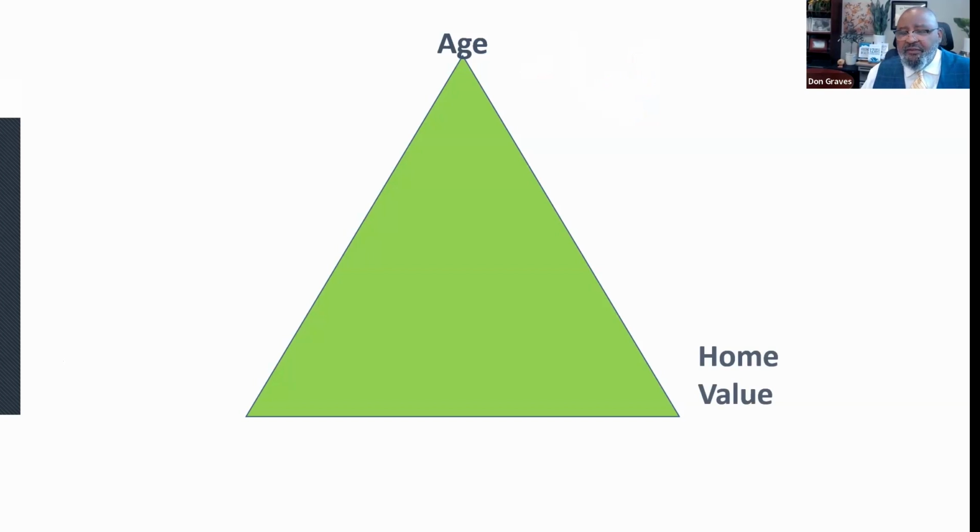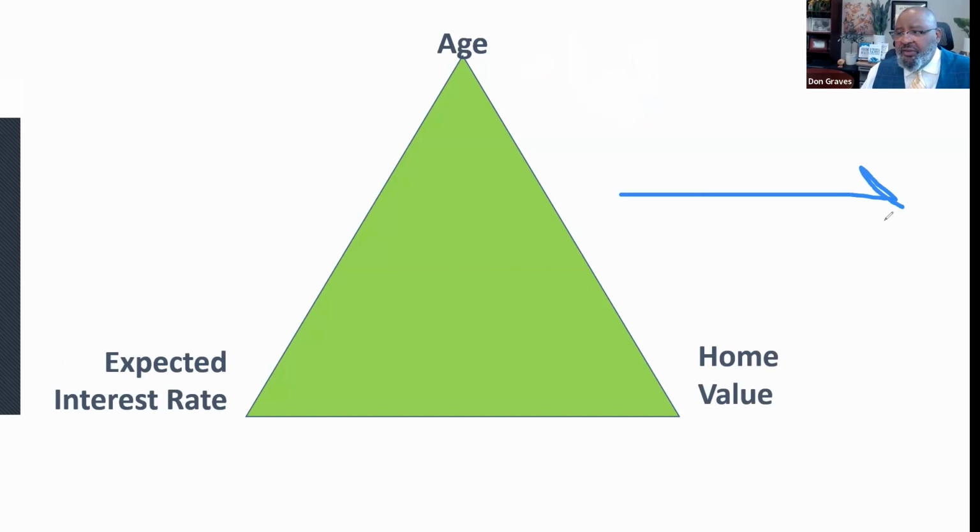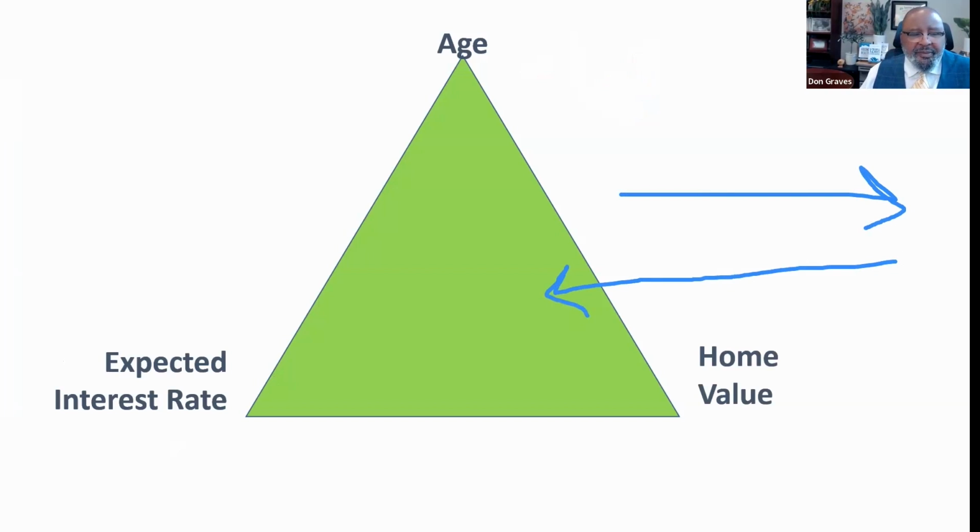Number two, it's based off the value of the home. And number three, it's based off the expected interest rate. Now, that's a federal term. That means the future projected interest rate. So we take those three things, we send it off to the Federal Housing Administration. They send us back a number in the middle of the triangle, and that's called the net benefit amount.